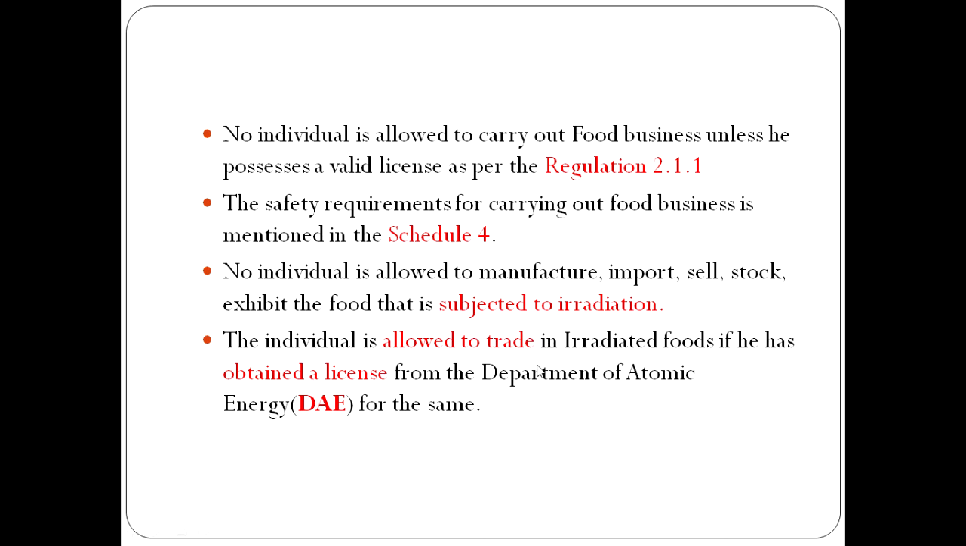They might be setting some conditions. This Department of Atomic Energy might be setting conditions, for example a dosage of radiation that should be supplied to the food. If they are regulated, they can deal with the irradiated foods. The thing is that without a license, a person cannot deal with irradiated foods.